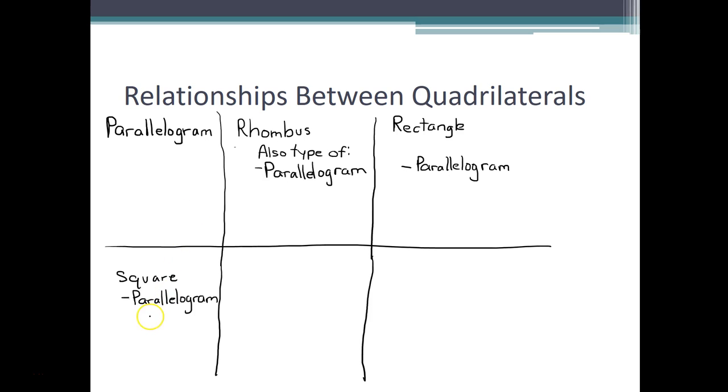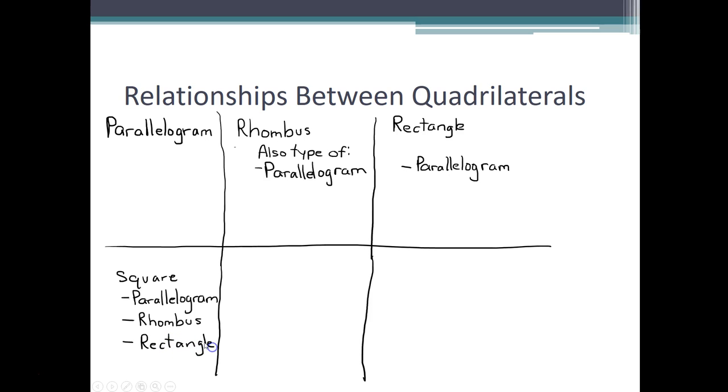A square is also a type of rhombus. Because in a rhombus, opposite sides are parallel, four sides are equal in length. That is true for a square. Opposite sides are parallel, all four sides are equal in length. If an entire definition fits a figure, then that figure can also be classified that way. This square can also be classified as a rectangle.